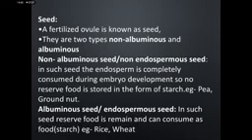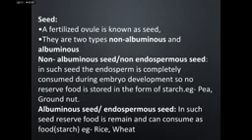Then we move to seed. A fertilized ovule is known as seed. That means only after fertilization a seed is produced. There are two types, non-albuminous and albuminous. Non-albuminous is otherwise known as non-endospermous, and albuminous is otherwise known as endospermous.